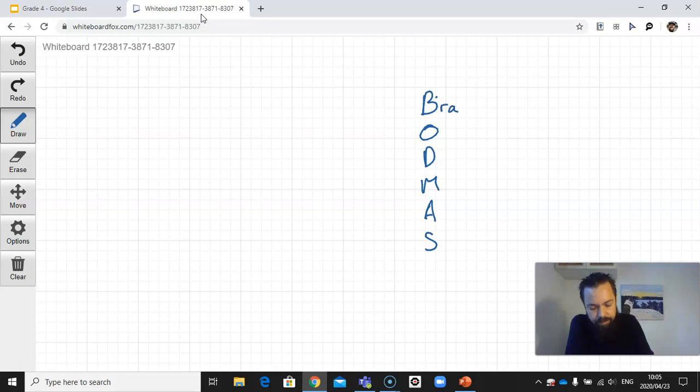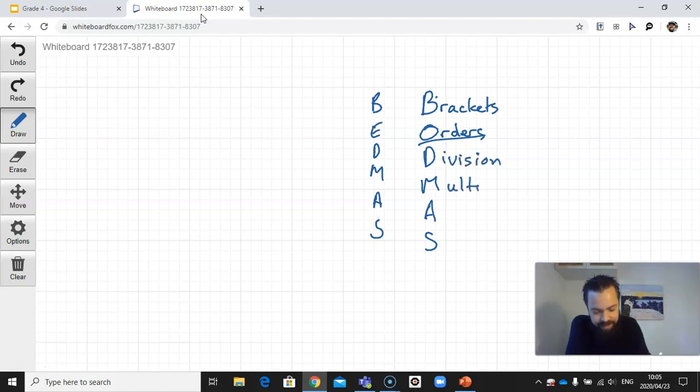So brackets, orders. See, I've even written it incorrectly here. Some people write it as BEDMAS. In fact, that's the one I prefer, but I was taught when I was young that it was BODMAS. I'll come back to that in just a moment. So division, multiplication, addition, that's plus, and subtraction.